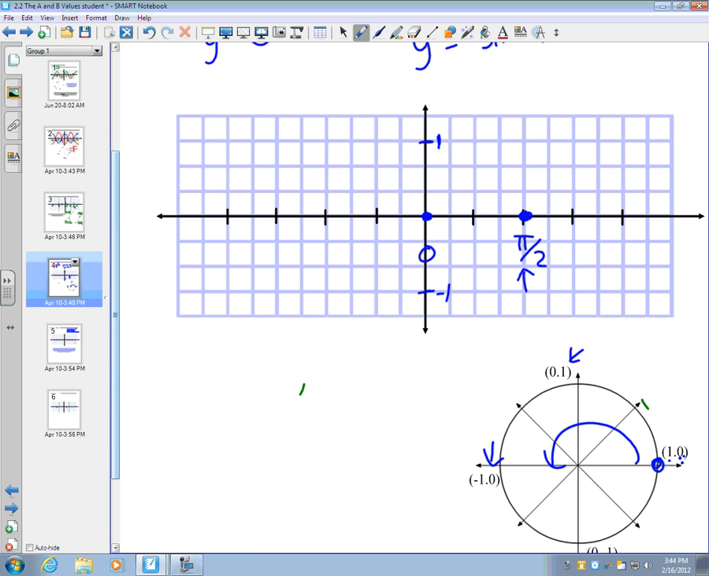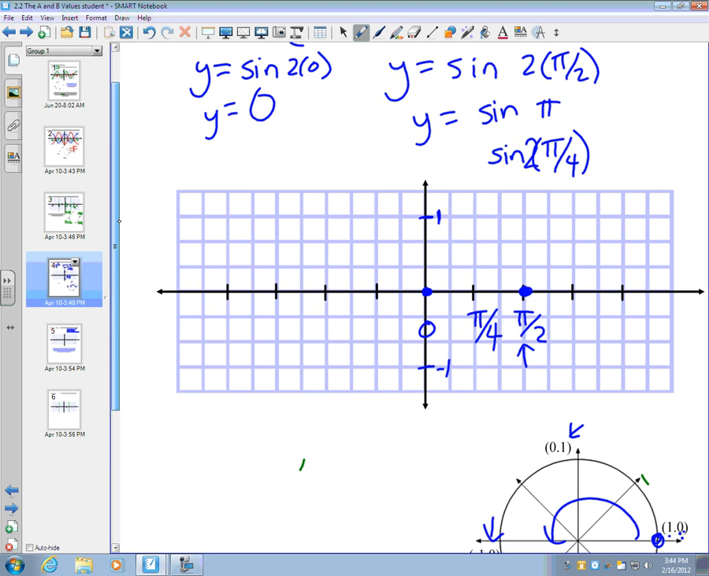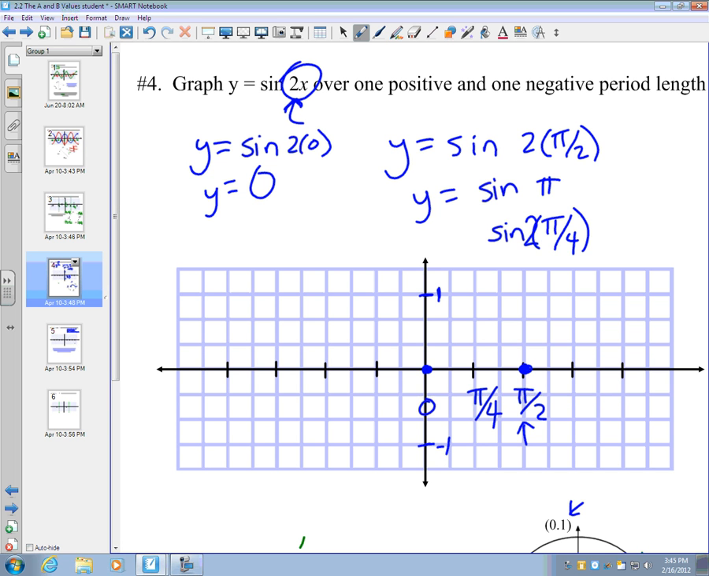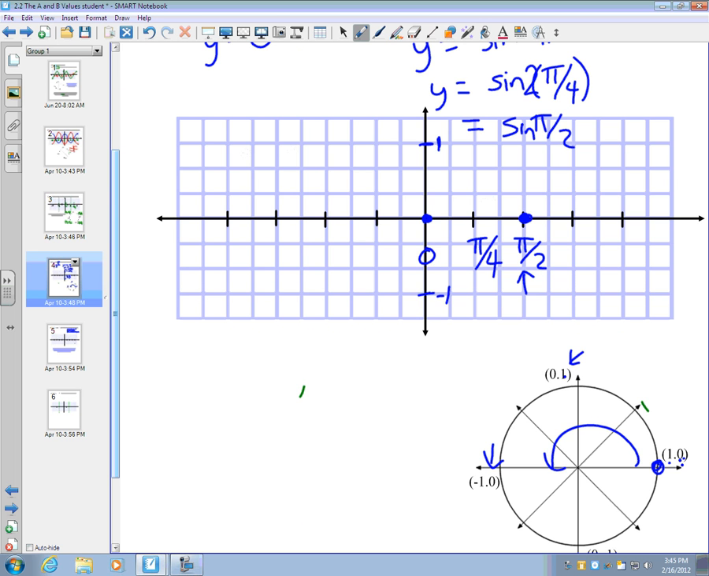Okay, well, what happens if we went halfway in between? If we did pi over 4. So we go sine of 2 times pi over 4, and the reason I put a 2 there is because that was our equation. Sine of 2 pi over 4 is the same as sine of pi over 2. Well, what is the sine of pi over 2? That's right here, it's 1. So we're going to put a value of 1. And in fact, if we went on and did this, we would see that the graph looks like this.